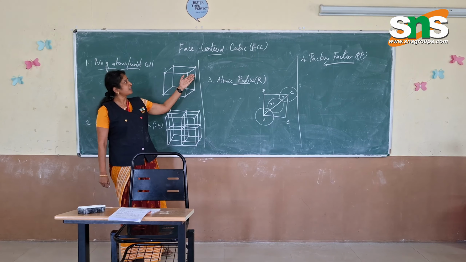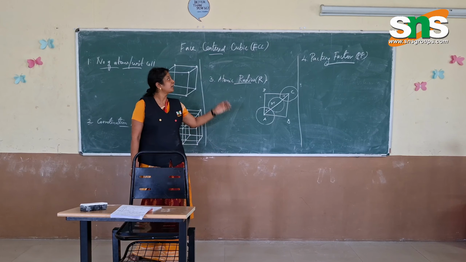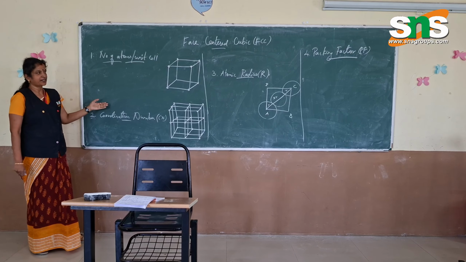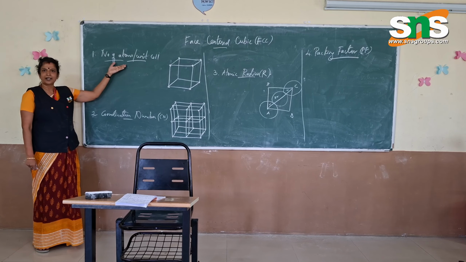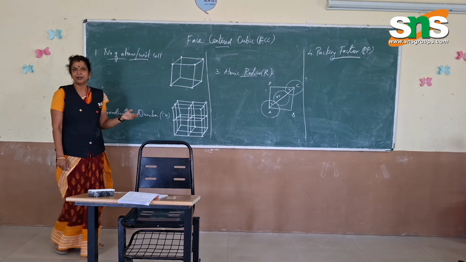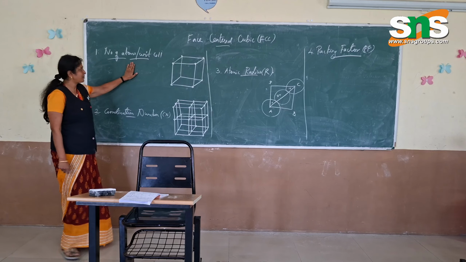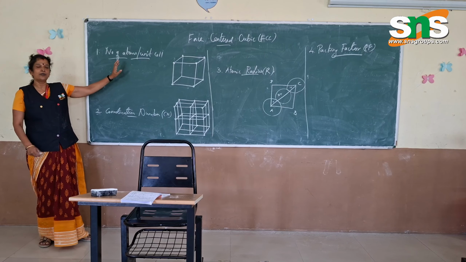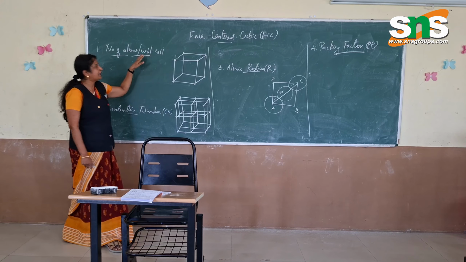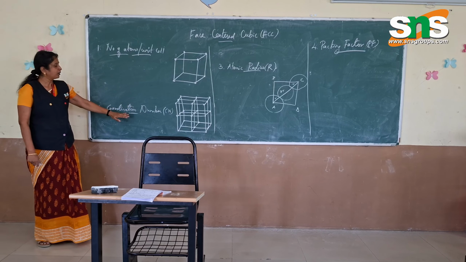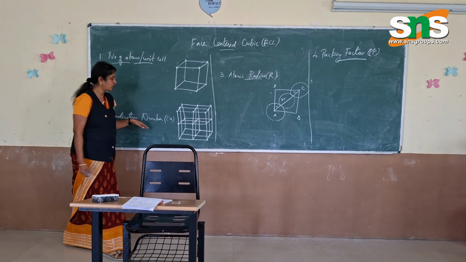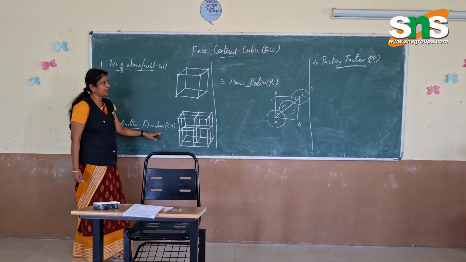Okay, now we are going to discuss the characteristic parameters of face-centered cubic structure. So here we have four characteristic parameters: number of atoms per unit cell, coordination number, atomic radius, and then the packing factor. Number of atoms per unit cell is nothing but how many atoms are present in the unit cell. Coordination number is nothing but the number of nearest neighboring atoms. So that count is the coordination number.